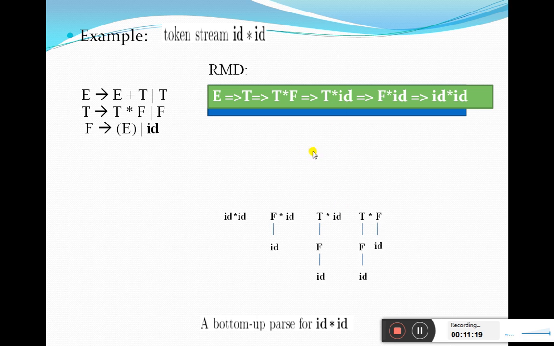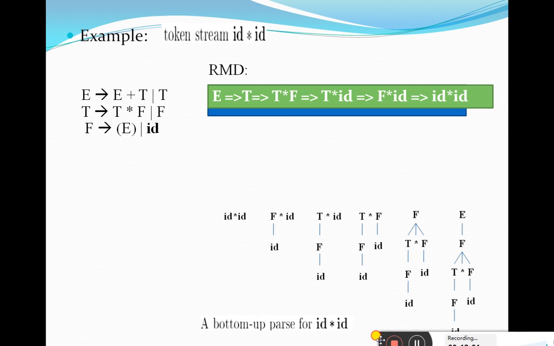So in the next step of reverse derivation, we replace ID, as a handle, by F. So ID will be replaced by F. We got T star F. This is T star F. So the next step of reverse RMD, T star F is reduced to T. Sorry, it is not F, it is T. This is T. Now finally T is reduced to E. So make this correction, this is T, not F.